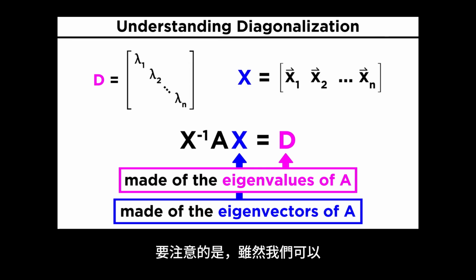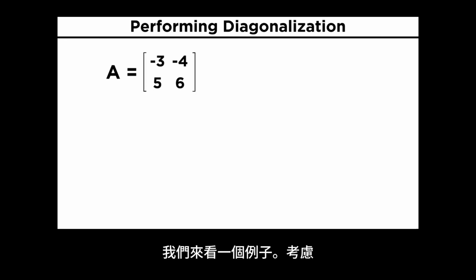It's important to note that while we can place the eigenvalues and eigenvectors in any order we want once we find them, we must remain consistent in how we order them in these matrices. The first column of the X matrix must be the eigenvector associated with the eigenvalue in the first term for the diagonal of D. Same with the second column of X and the second term for the diagonal of D, and so on. Let's look at an example.